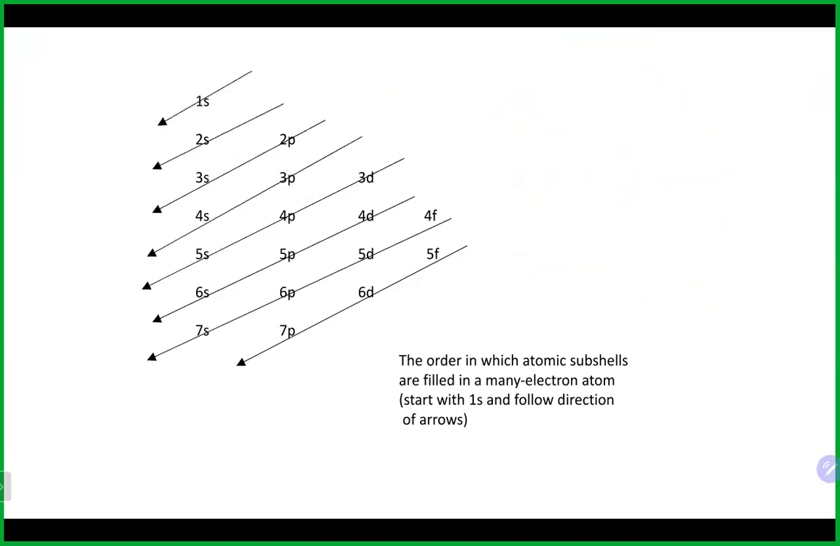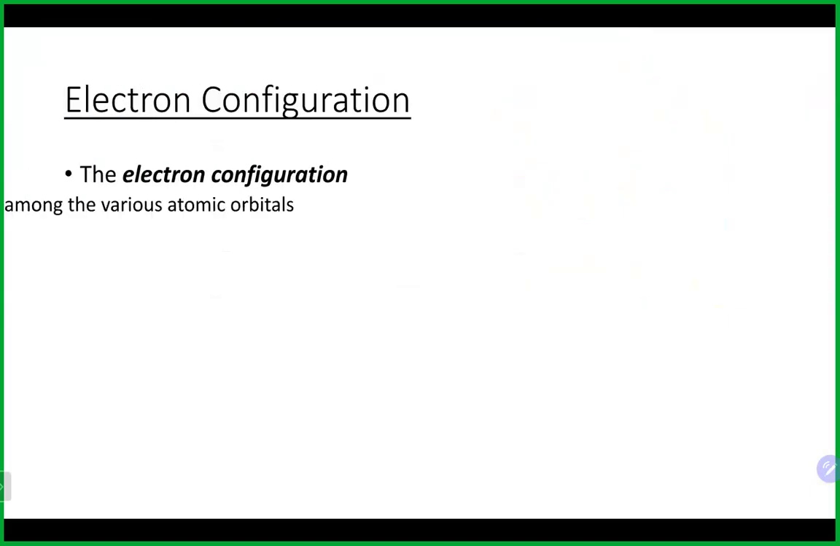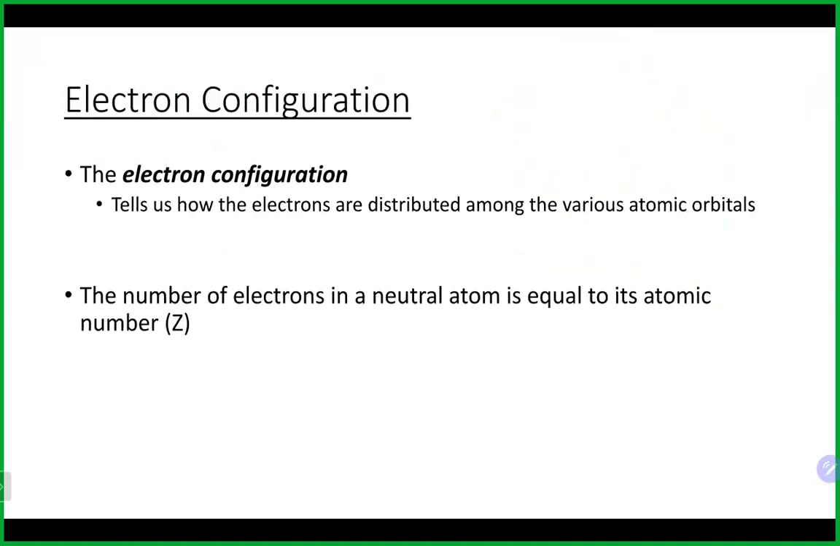Okay, so this again is from your book, the order, and again you can see we go from the 4s into the 3ds, and then the 5s into the 4ds along the way. So let's talk a little about writing electron configuration. Electron configuration tells us how the electrons are distributed within the atom.